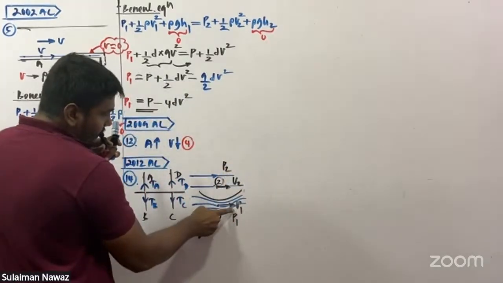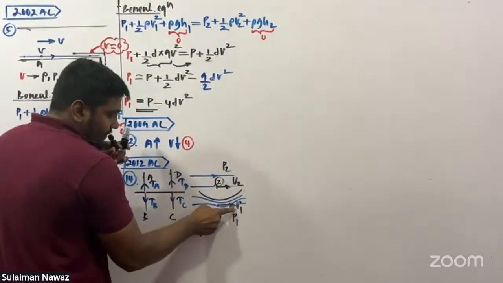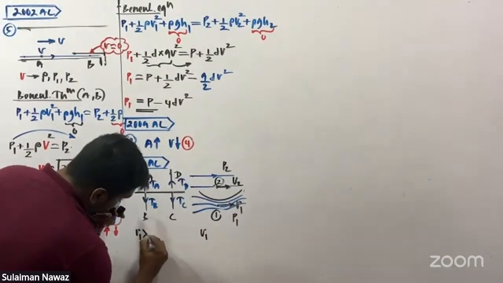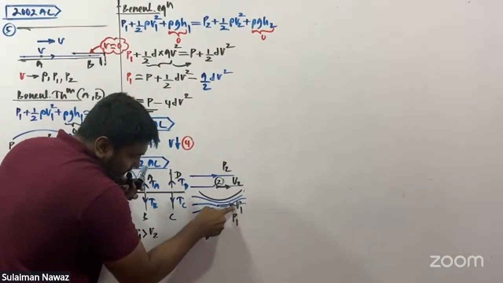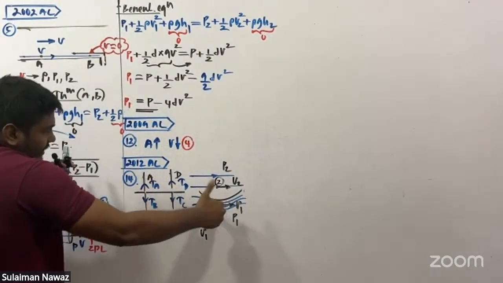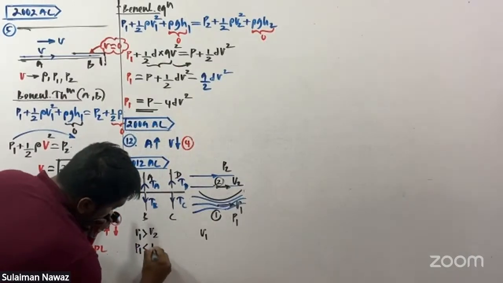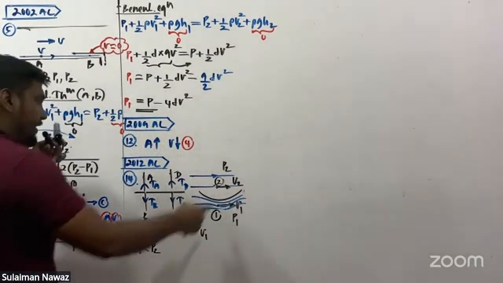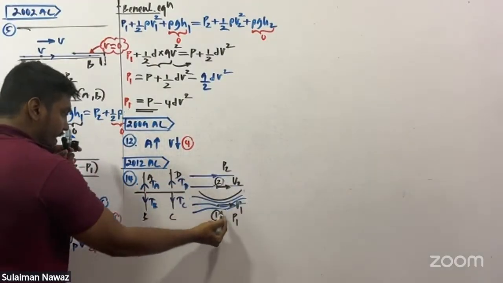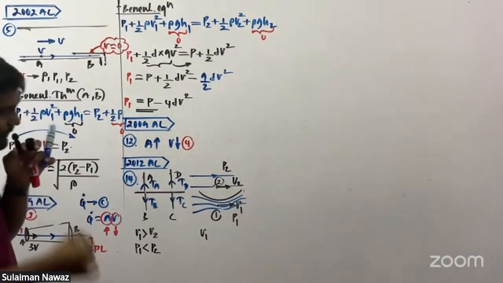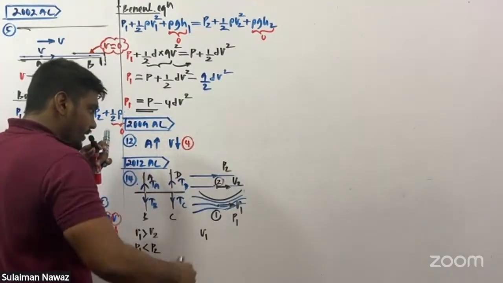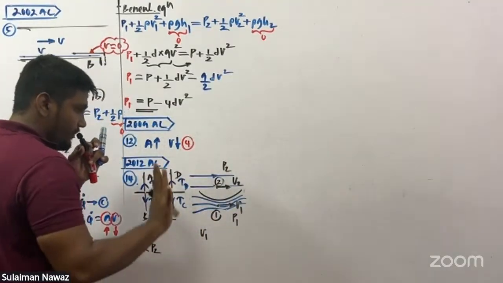We all know large velocity means smaller pressure. Since V1 is larger than V2, we know the pressure is smaller. That is Bernoulli's idea: when the velocity is larger, the pressure is smaller. So P1 pressure is smaller than P2. P2 pressure is larger, P1 pressure is lesser. Very simple now.